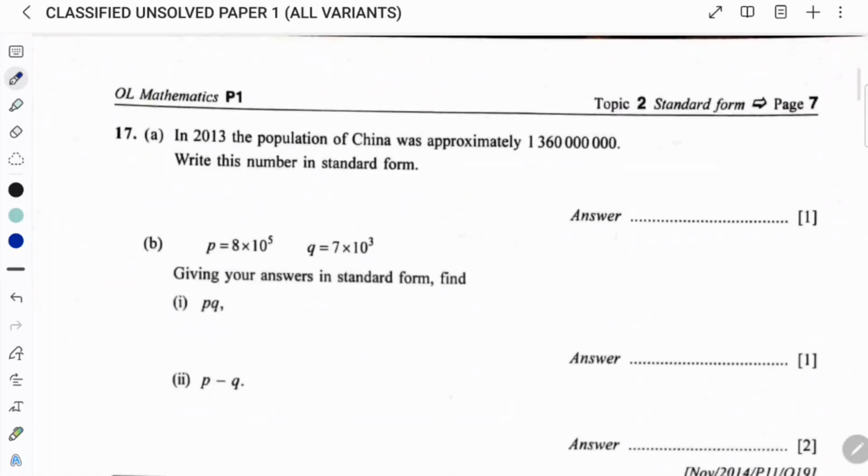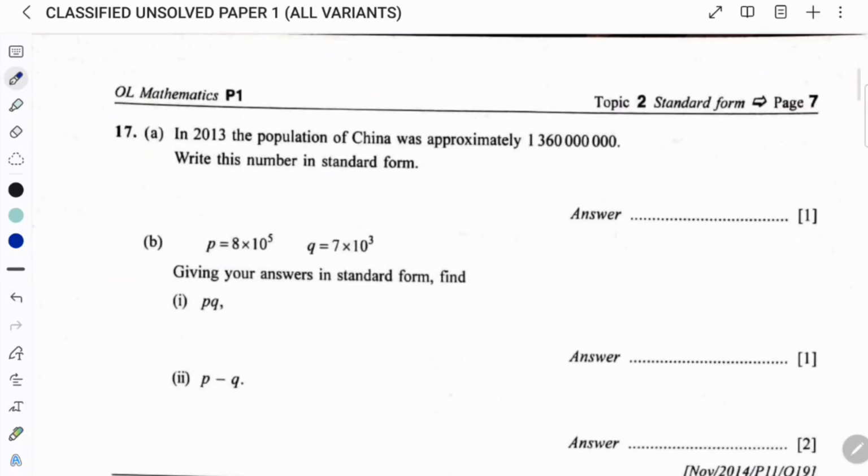Alright, the next question, 17. In 2013, the population of China was approximately this much. Write the number in standard form. Positive power: 1 2 3 4 5 6 7 8 9. So 1.36 into 10 to the power 9.